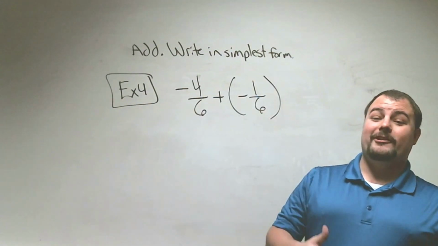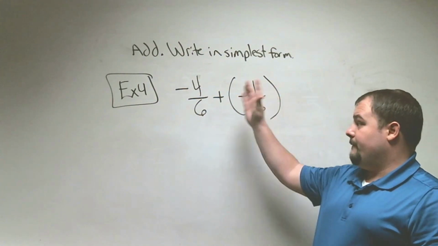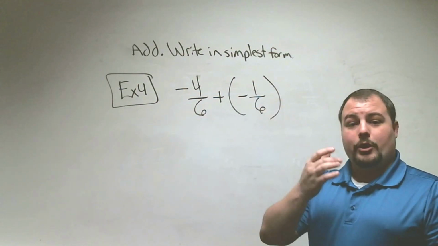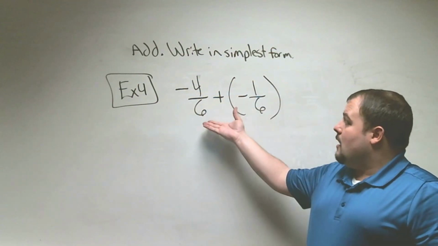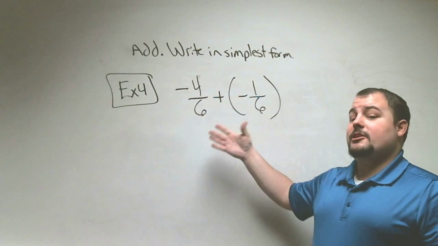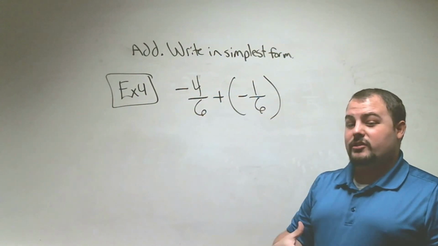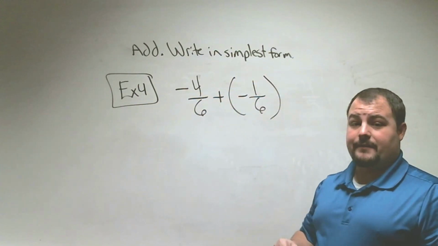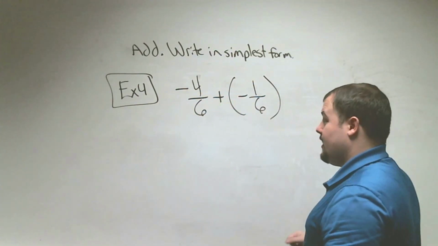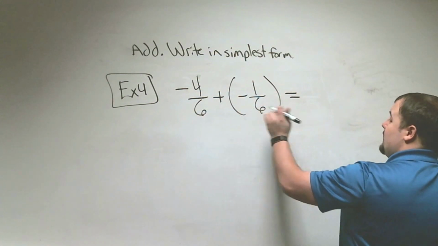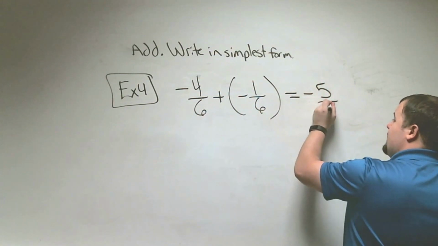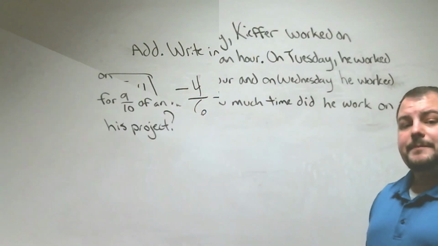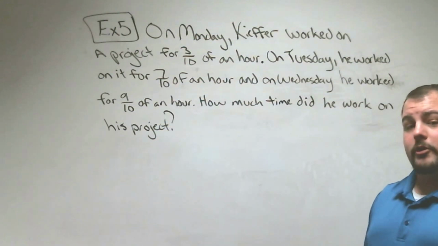In example 4, we're again adding two negatives. We have 4 negatives, and we're adding negative 1. So we're adding 1 negative. We don't need to worry about the denominator because the denominators are the same. So the only numbers we're actually looking at are the numerators. If I have 4 negatives and I add 1 more negative, we end up with 5 negatives, and this answer would be negative 5 sixths. And that's our answer.